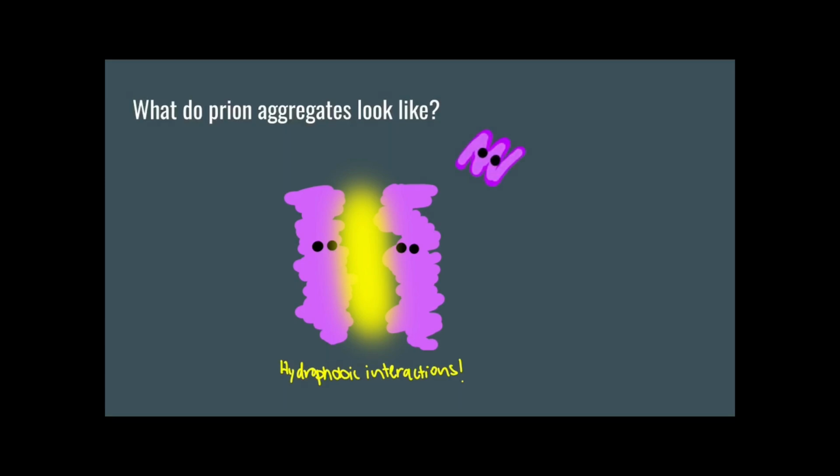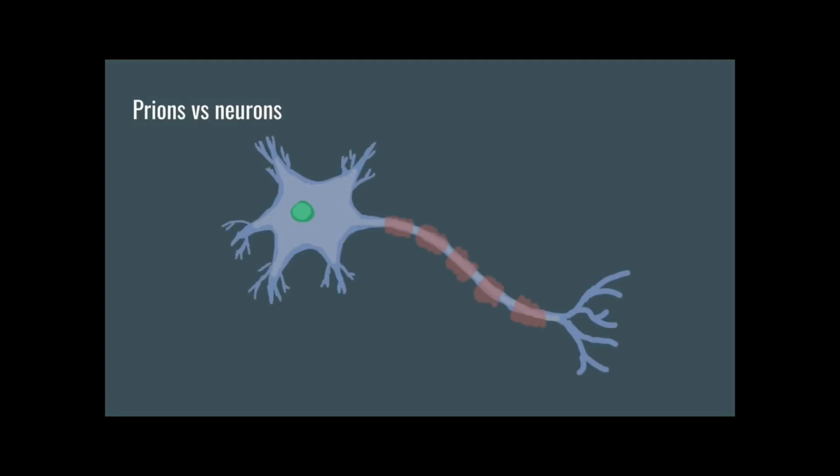Well, it turns out these hydrophobic interactions aren't just happening at the center of the aggregate. There are also spots along the outside that are also hydrophobic, and these will do these interactions with free-floating prions and drag them into the aggregate, building itself up. And as these aggregates keep growing, it is not kind to neurons.